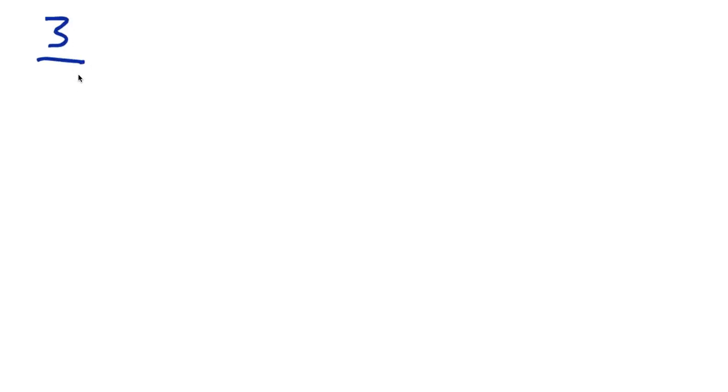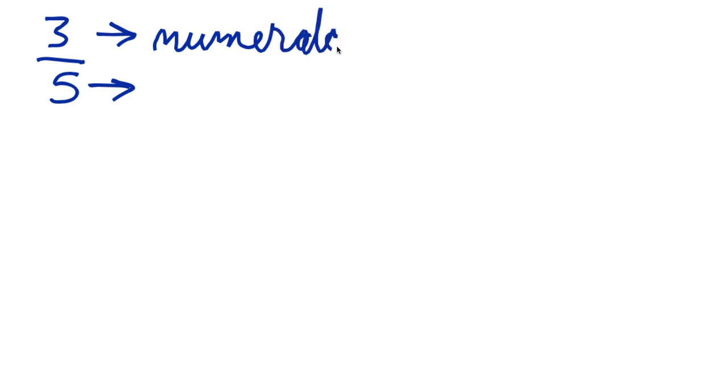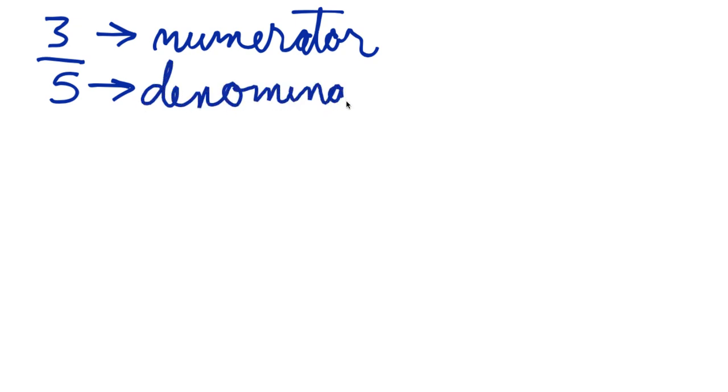If we have 3 over 5, there's something to keep in mind. We have terms here, of course. The top number is called the numerator. The bottom number is called the denominator. The denominator is on the bottom.